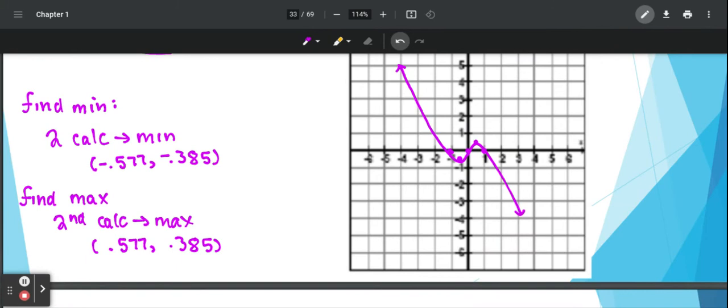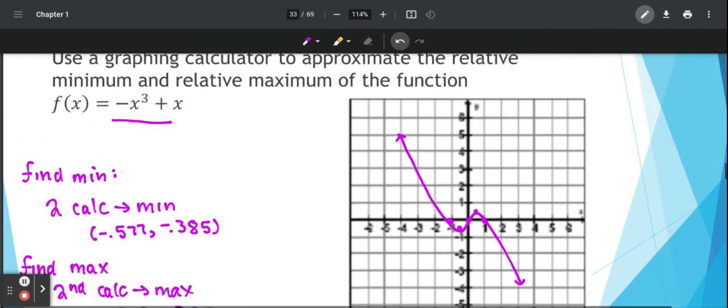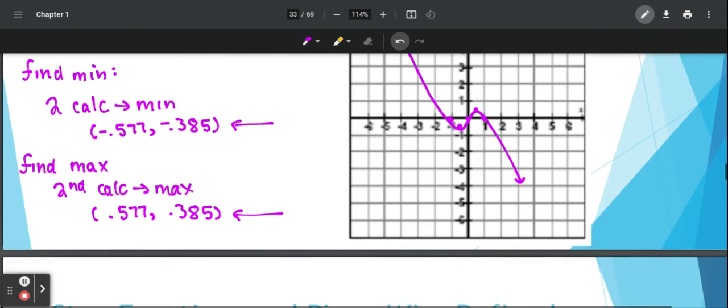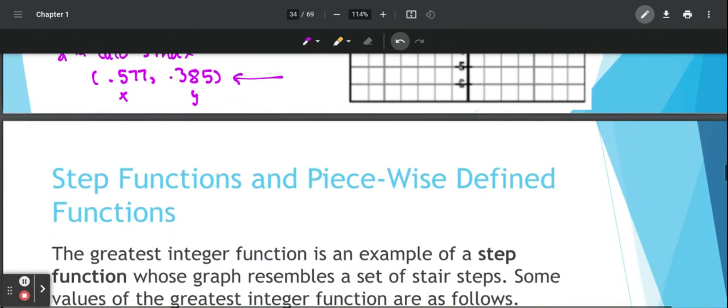So by doing that and using our calculator, this problem wanted us to find the relative max and min, which was what we found here. That was your minimum and that was your maximum. And when you're writing maximums and minimums, unless it says otherwise, you're going to write them as an actual point with an x and a y coordinate for both, so that you could graph that actual point on your graph.